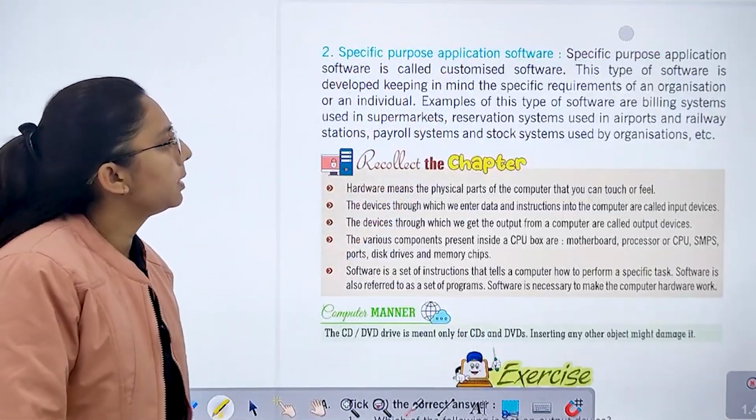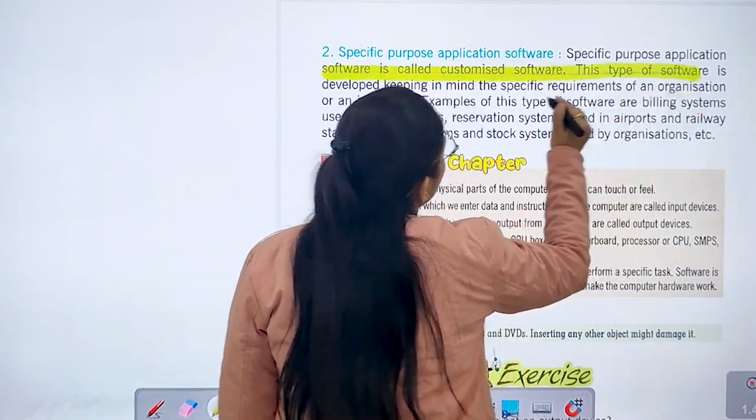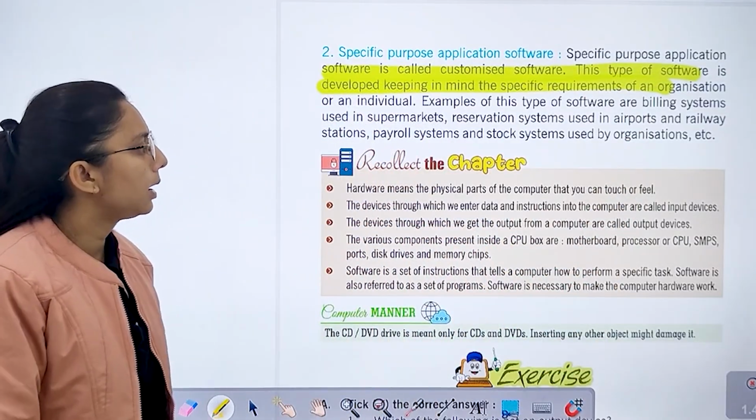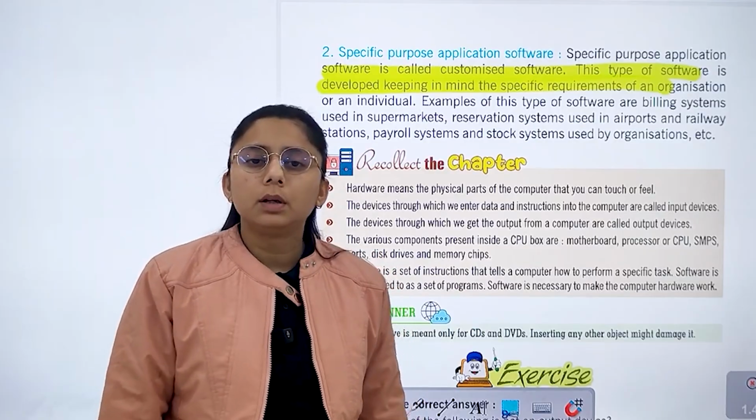Then we have specific purpose application software, which is called customized software. This type of software is developed keeping in mind specific requirements, right? In this, we take the specific requirements from the people, right?